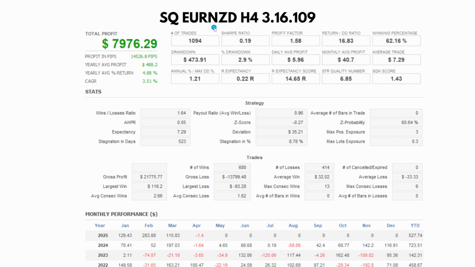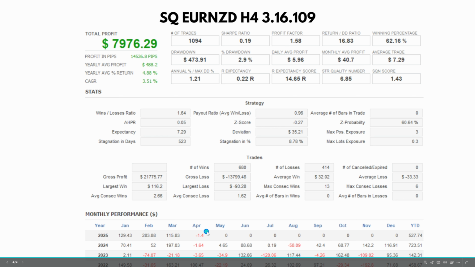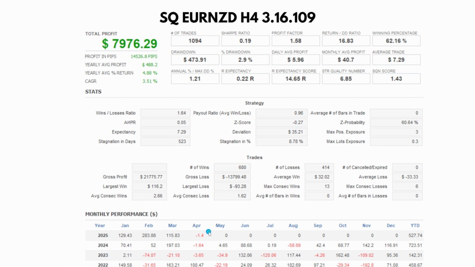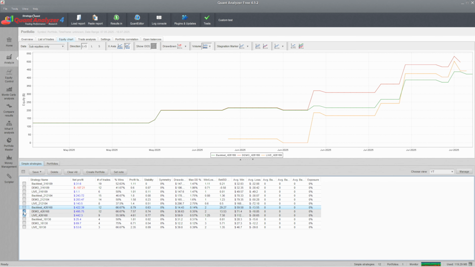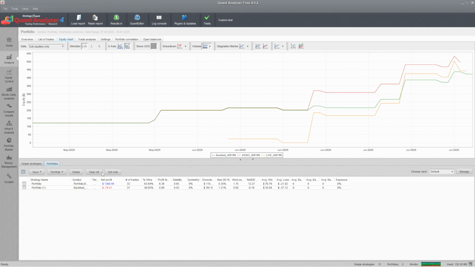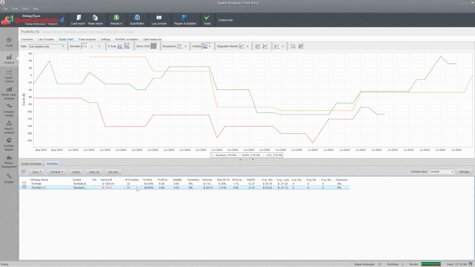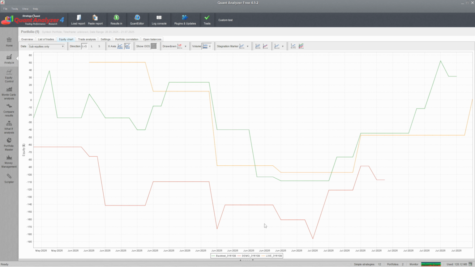Now we've got the Euro New Zealand 4 hour 316.109, and looks like this strategy was also generated a couple of months ago back in April. Back in Quant Analyzer, now we're looking for 109, which is these top three. Create portfolio and select the second portfolio, and we're already set to sub equities only. Again, the color scheme is exactly the same, with the backtest in green, the demo in the red, and the live account in the yellow.